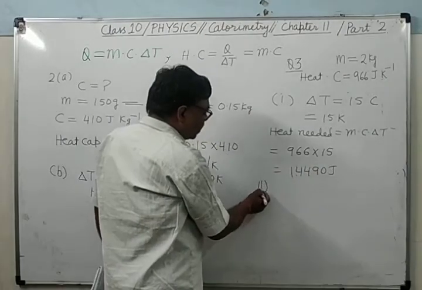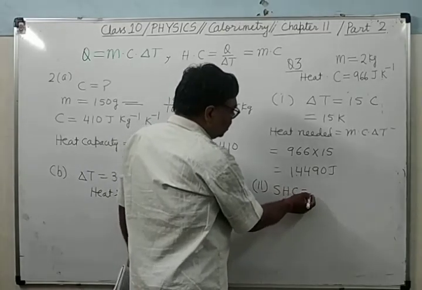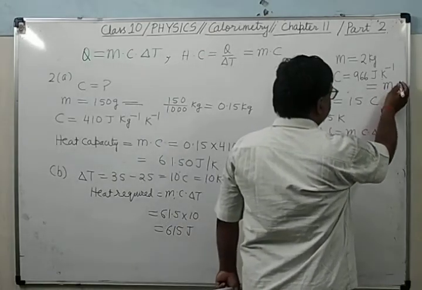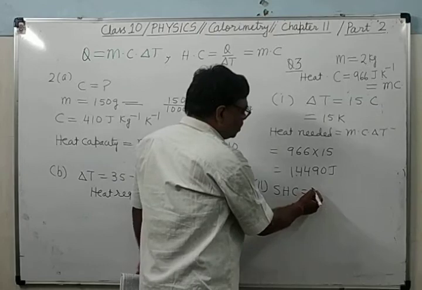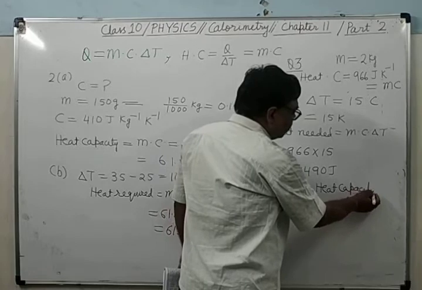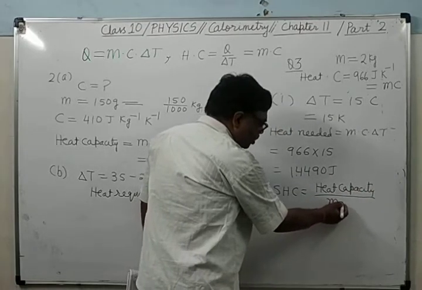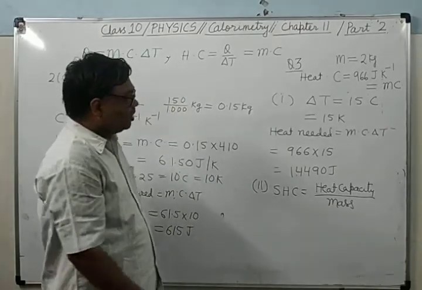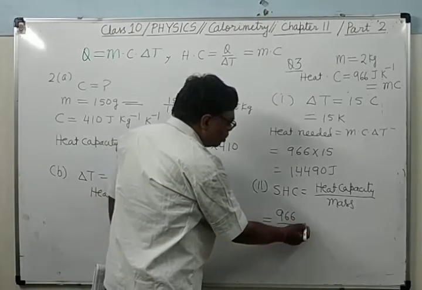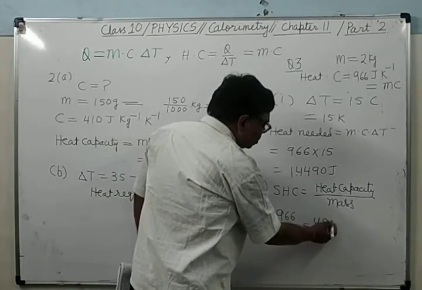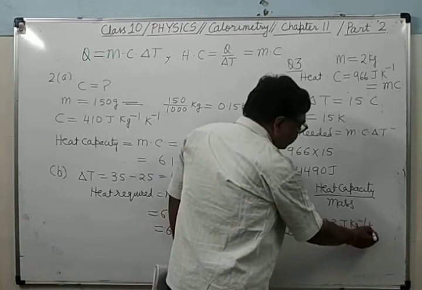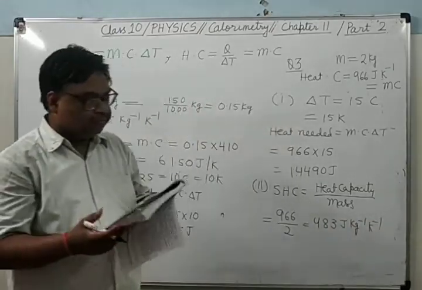Then you have to find in the second part SHC. So see here, M into C equals this much. So what will be C? It will equal heat capacity upon mass. So you write down what is heat capacity here. It is 966 divided by 2. So 483 joule per kg per Kelvin.